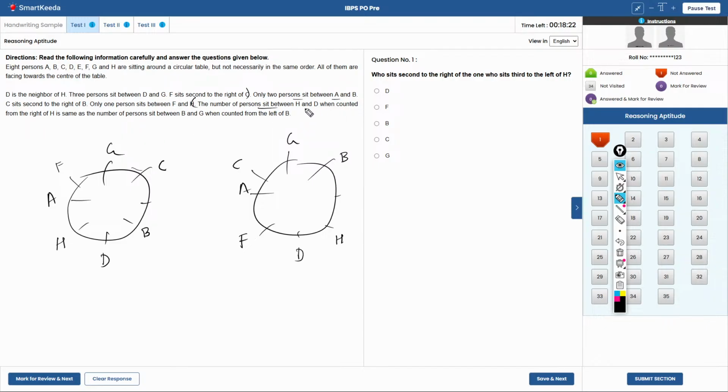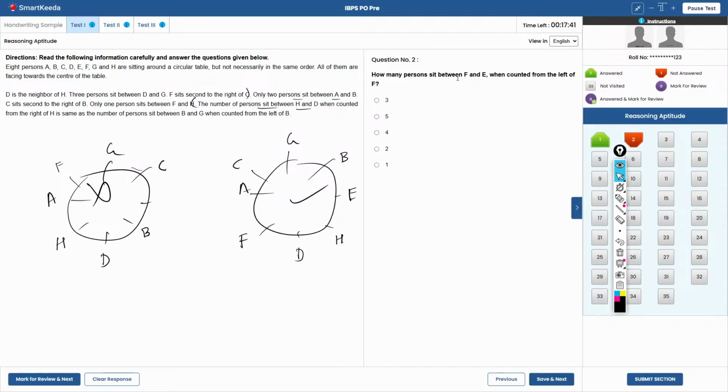The number of persons who sit between H and D when counted from the right of H is the same as between B and G when counted from the left of B. Okay, this one is correct. So the other members are A, B, C, D, E. Who sits second to the right of the one who sits third to? So just immediate left of H, D.